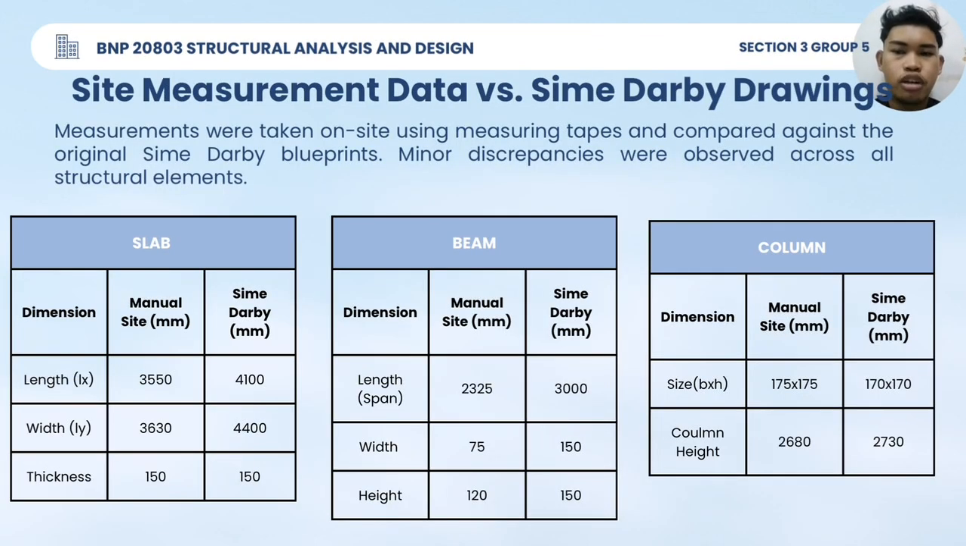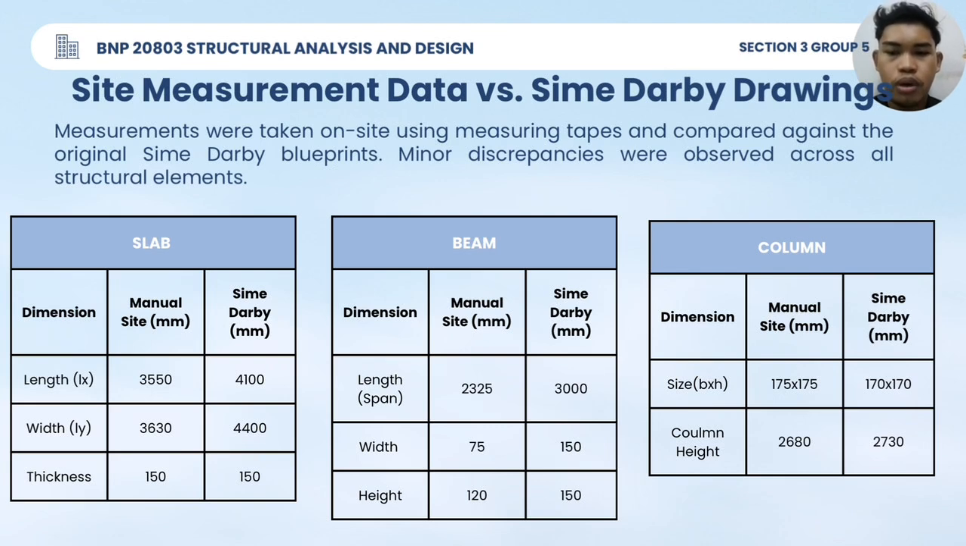Next, I will explain about the comparison between site measurement data and site drawing. Measurements were taken on site using measuring tape and compared against the original standard blueprint. Minor discrepancies were observed across all structure elements. For the first one, slab. The measured length for the manual site measuring is 3550 mm. Meanwhile, for the standard drawing, the actual length LX is 4100 mm.